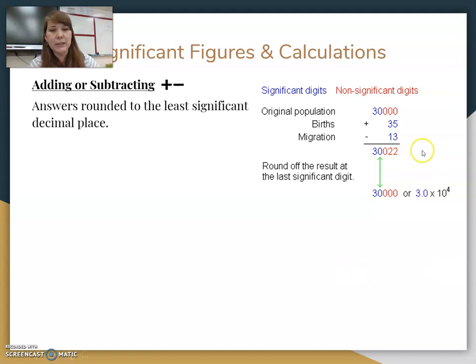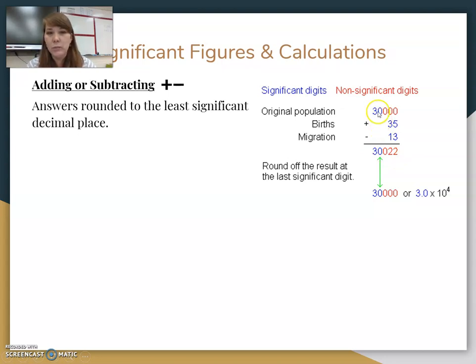So in this example here, they're talking about a population of a town. So I have 30,000 people. I have 35 births and then 13 people that migrated out. So altogether, I have 30,022. Now, do I really have 30,022 or did we guess at 30,000? Maybe there's actually 30,150. So because this is not a very sure, very precise number, our answer has to be rounded to whatever the last significant number was.